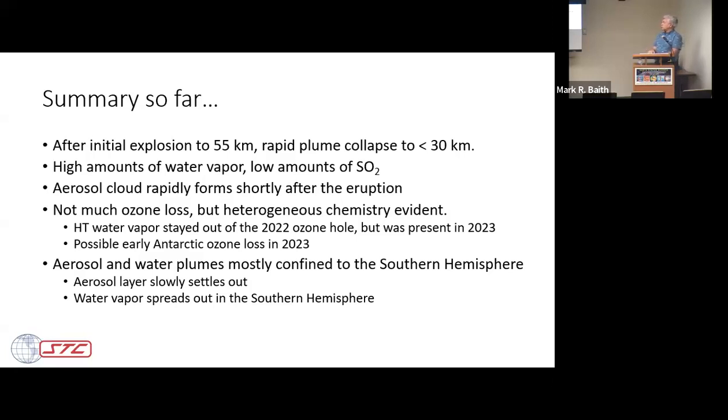HT water vapor stayed out of the 2022 ozone hole, but was present in 2023. Possible early Antarctic ozone loss in 2023, which looks like it's going to be a pretty low year, according to the NASA Ozone Watch, which you should go look at if you want to keep track of the ozone hole. Aerosol and water plumes are mostly confined to the southern hemisphere. Aerosol is slowly settling out and the water vapor is spreading in multiple directions.